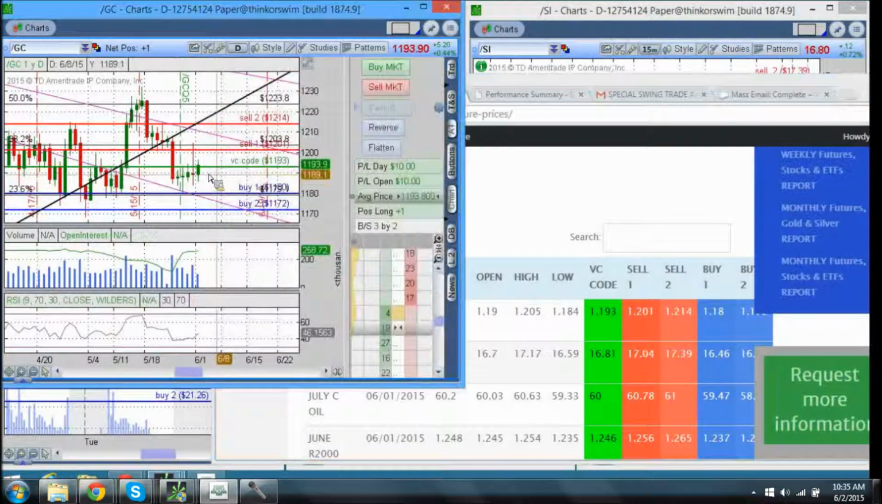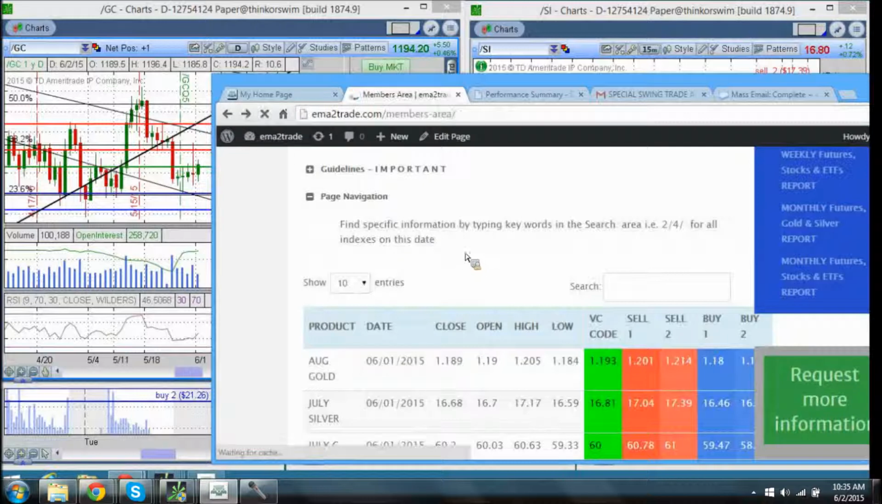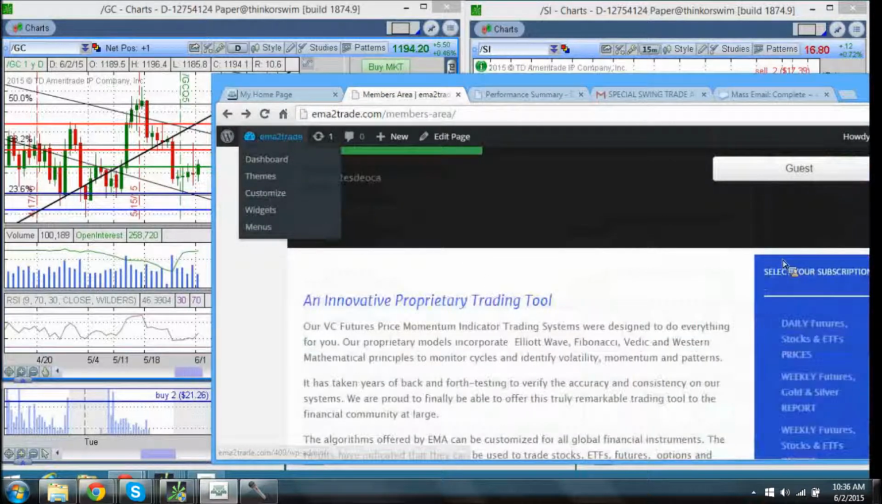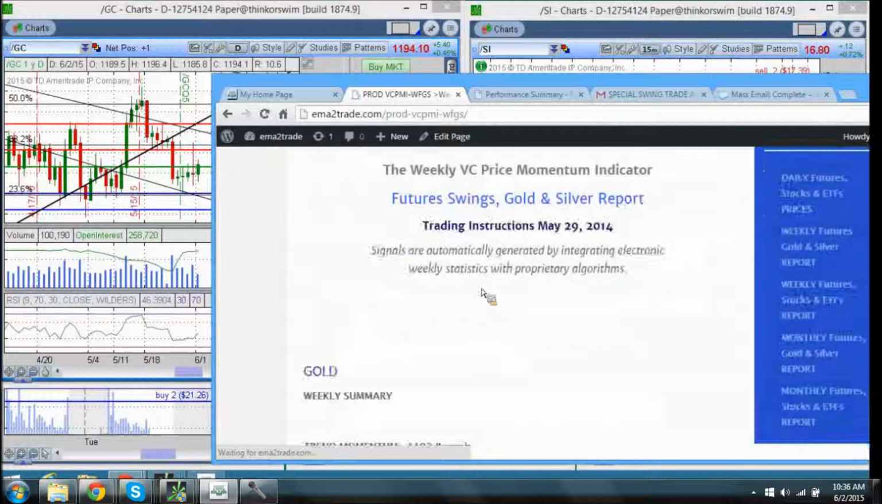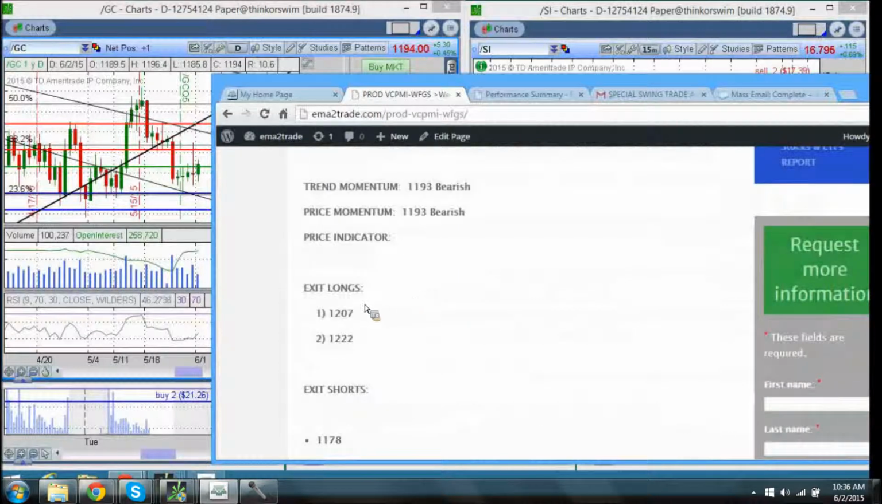A close above 1193 is going to activate the swing uptrend. Your targets obviously would be the 1207 to the 1222 levels that are indicated in the weekly report. And it tells you right here to exit your longs at 1207, which is the sell one level on the weekly, and 1222.